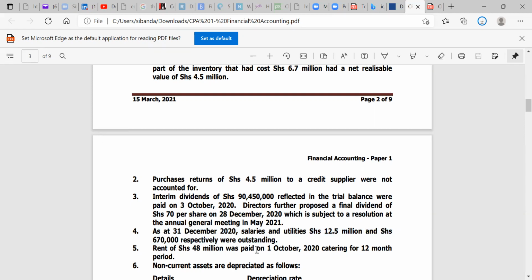And what remains is the balance. When you get the 12 million and remove it from 48 million, that gives you 36 million. So 36 million is the prepaid rent. And we know very well that prepaid rent should not be included within our statement of comprehensive income, because this is rent that relates to the next financial period. Yeah, that's very critical for us.